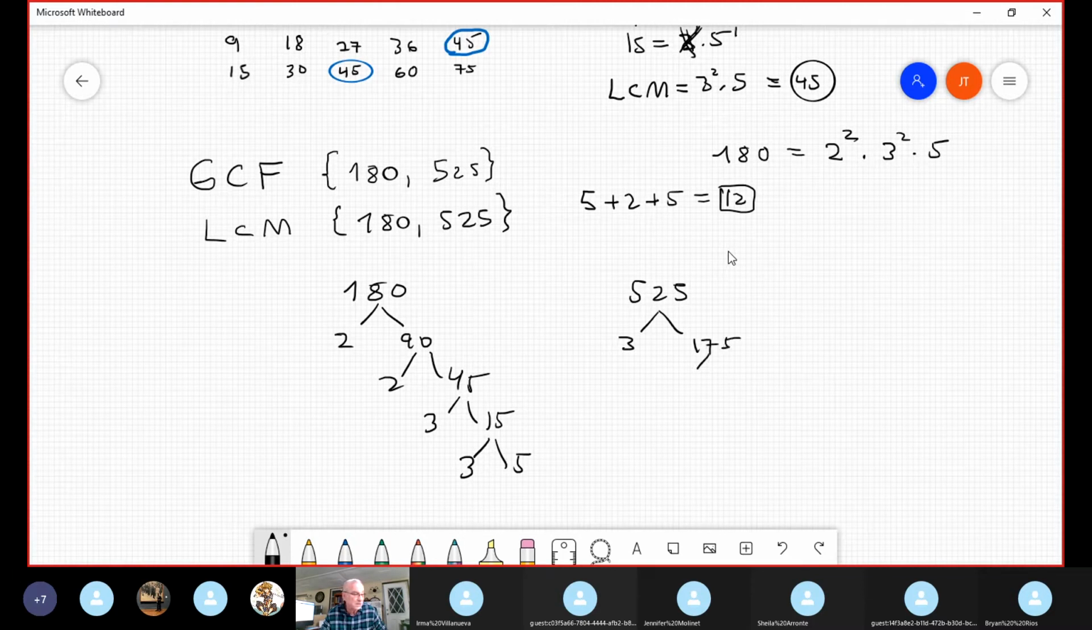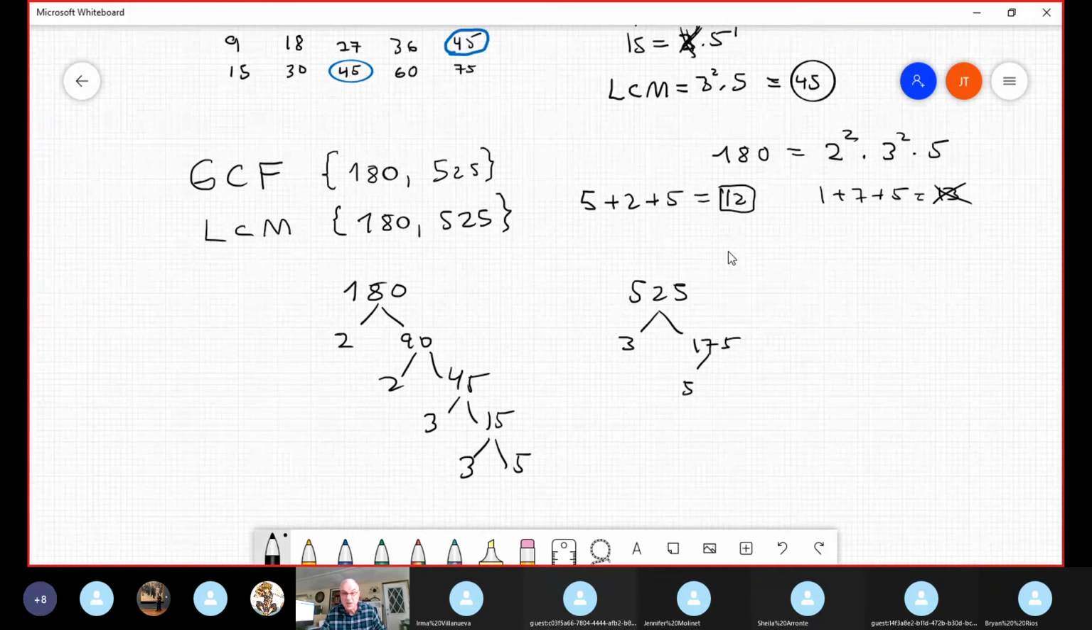And this, let me see if it's divisible by 3. 1 plus 7 plus 5. 1 plus 7 is 8 plus 5 is 13. No, it's not divisible by 3. But it's divisible by 5. How do you know that it's divisible by 5? When the number ends in 5 or 0, it is divisible by 5. Let me repeat the rule. A big number is divisible by 2 when the last digit is even or 0.